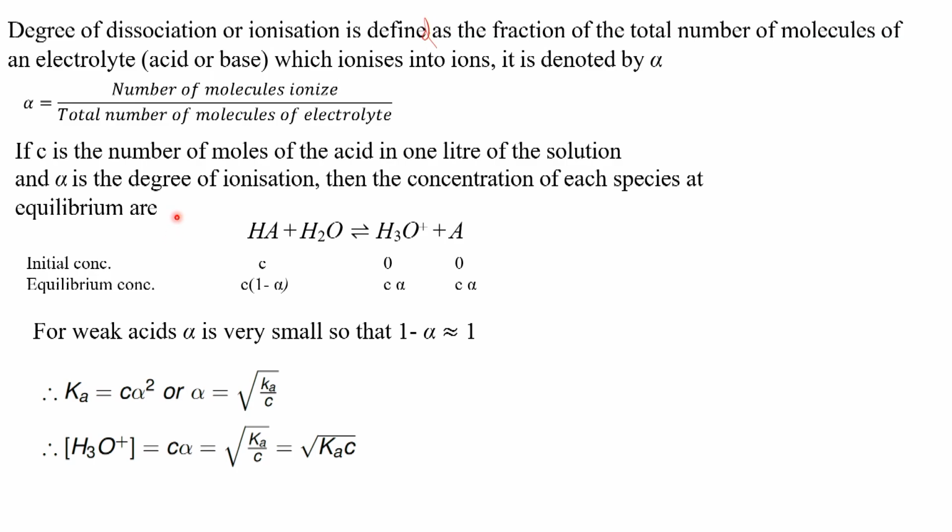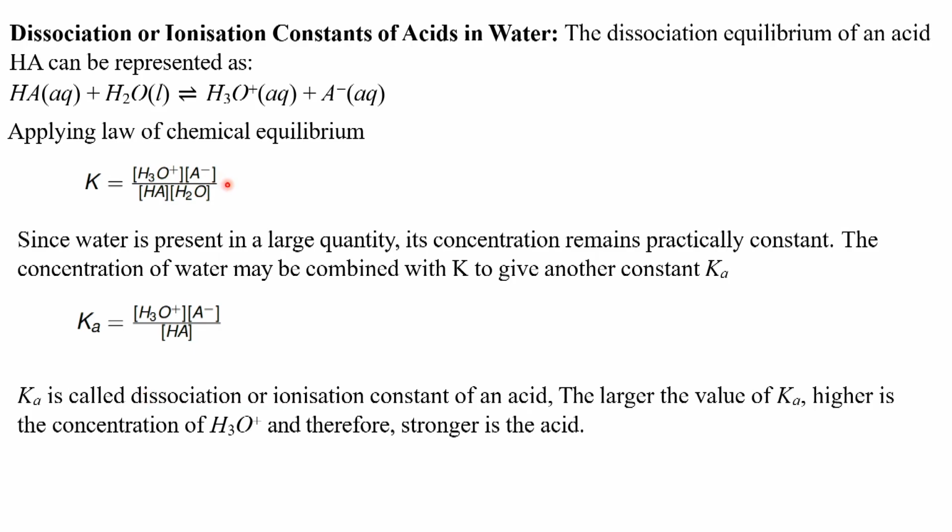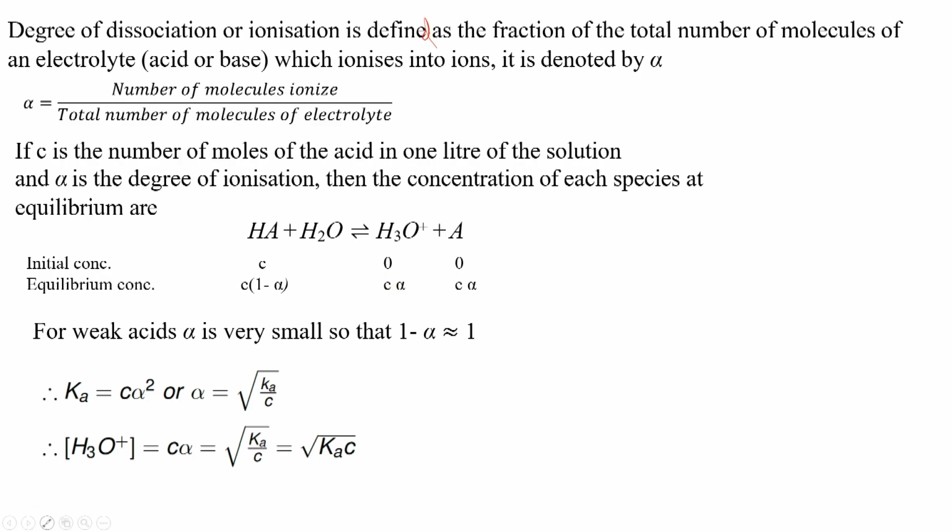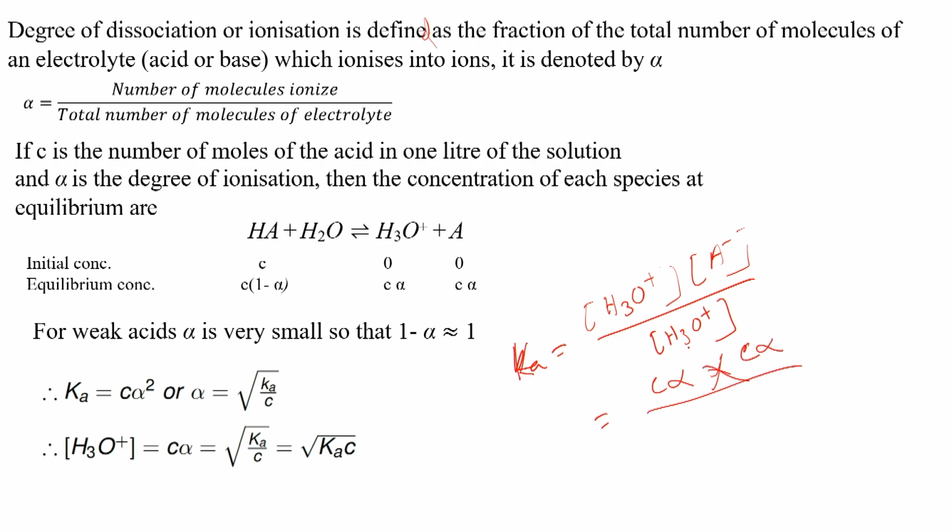So Ka is the concentration of products, H3O+ and A-, over the concentration of HA at equilibrium. We put C alpha times C alpha in the numerator, and in the denominator, since 1 minus alpha is considered 1 because alpha is very small, we write only C. This C cancels, so we get C alpha square. That's why it is written here: Ka is nothing but C alpha square.